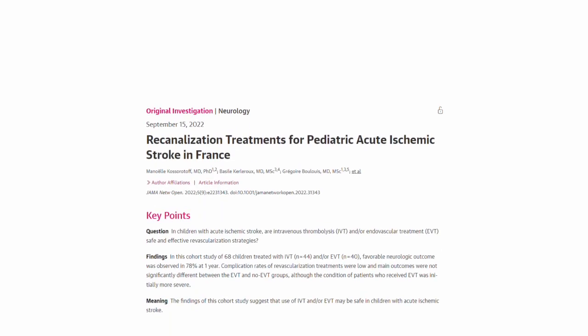So this is a study that was performed in France in 2022, which showed the effects of intravenous thrombolysis and/or endovascular treatment, and tested their safety and efficacy as potential revascularization strategies. In this cohort of 68 children, 44 were treated with intravenous thrombolysis and/or 40 were treated with endovascular thrombectomy, and they demonstrated favourable neurological outcome in 78% at the 1 year mark. The complication rates of revascularization treatments were low, and the main outcomes were not significantly different in children that had the endovascular treatment versus no endovascular treatment. So the findings of this cohort study were useful in suggesting that intravenous thrombolysis and/or endovascular treatment may be safe in children with acute ischemic stroke.